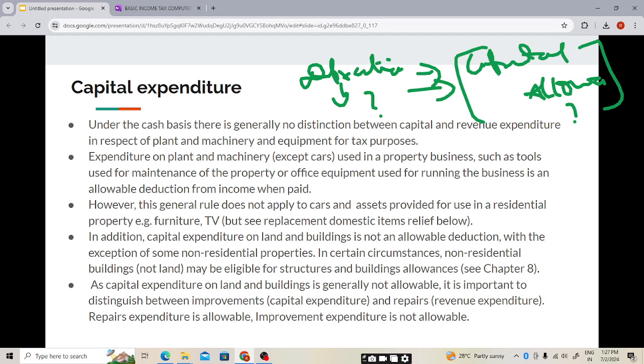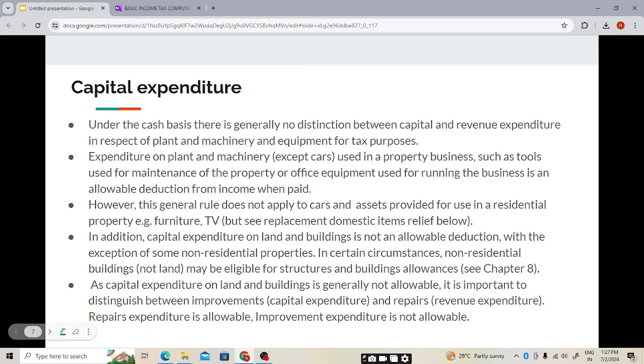In the UK we have different rules. We will be studying them in chapter number 8. So, clear with depreciation and capital allowance? Capital expenditure on land and building is not allowed, but for non-residential property like warehouses and offices, you will be getting structure and building allowances, which is covered in chapter number 8.